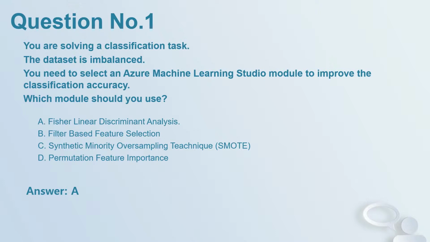Question number 1. You are solving a classification task. The dataset is imbalanced. You need to select an Azure Machine Learning Studio module to improve the classification accuracy. Which module should you use? A. Fisher linear discriminant analysis. B. Filter-based feature selection. C. Synthetic minority oversampling Technique (SMOTE). D. Permutation feature importance. Answer: A.